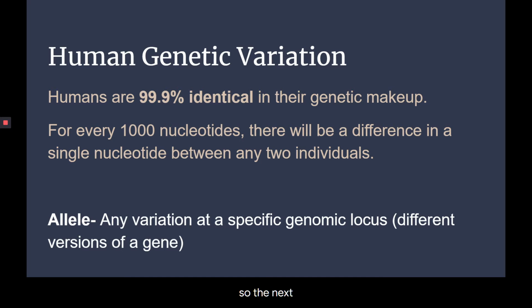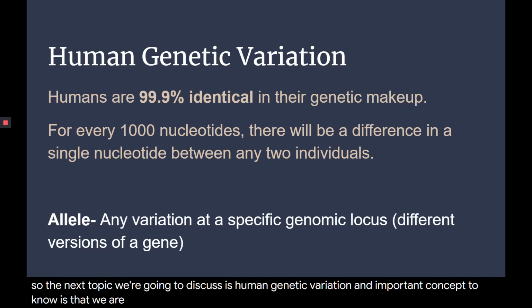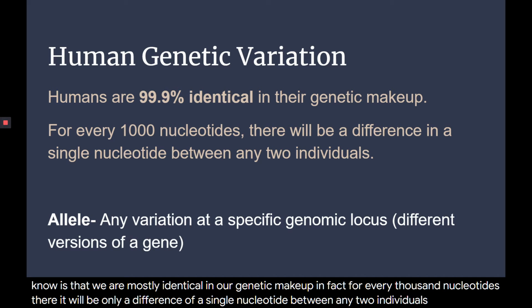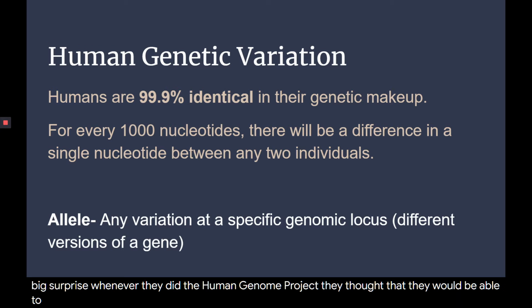So the next topic we're going to discuss is human genetic variation. An important concept to know is that we are mostly identical in our genetic makeup. In fact, for every 1,000 nucleotides, there will be only a difference of a single nucleotide between any two individuals. This was a big surprise whenever they did the Human Genome Project. They thought that they would be able to find a lot more differences between us.